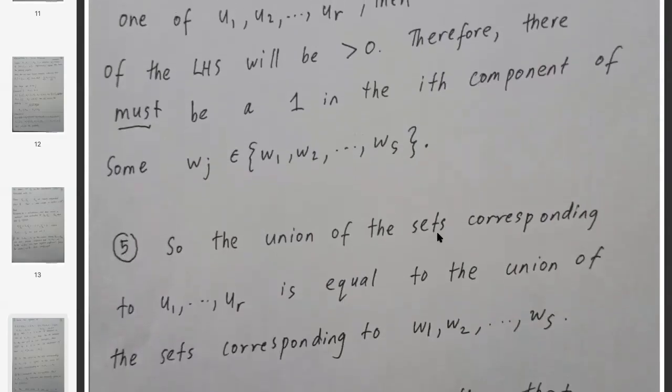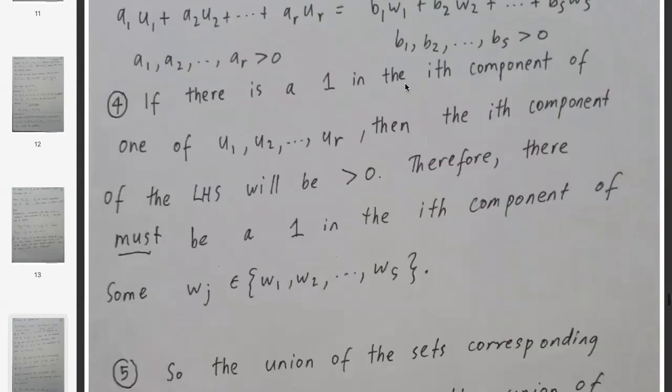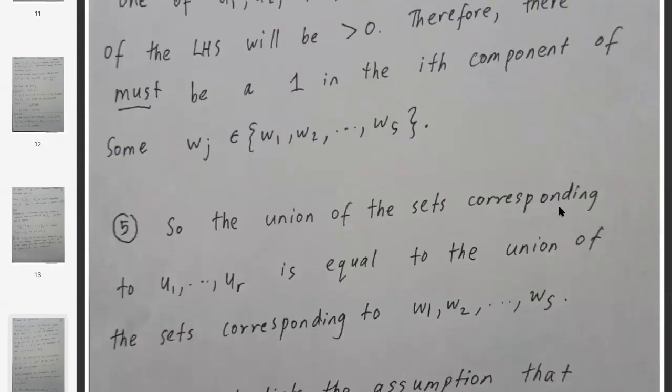One second, I forgot to mention. This argument shows one direction, meaning if there is an element in the union of the sets corresponding to the uis, then that element is also in the union of the sets corresponding to the wis. And we just reverse the argument. Suppose the jth component of one of the wis is one, then similarly we'll show that the same component of one of the uis is one. Okay, so that will show the unions are the same. So the union of the sets corresponding to u1 to ur is equal to the union of the sets corresponding to w1 to ws.